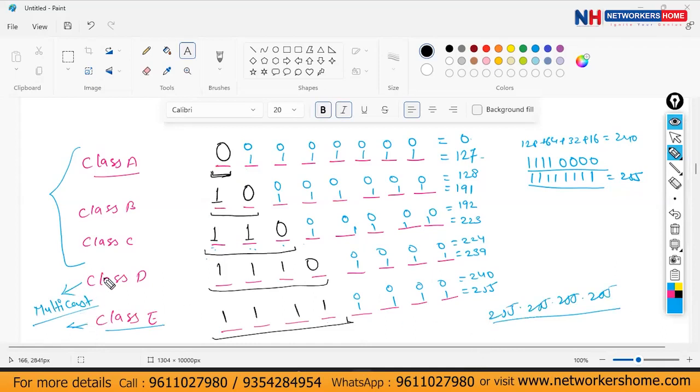And if you try to assign IPs from these classes in your systems, your system will not accept. Your system will accept the IP address in the range of 1 to 223 only. The first octet value should be from 1 to 223 only. Then only your system will accept the IP. Otherwise, it will not accept.